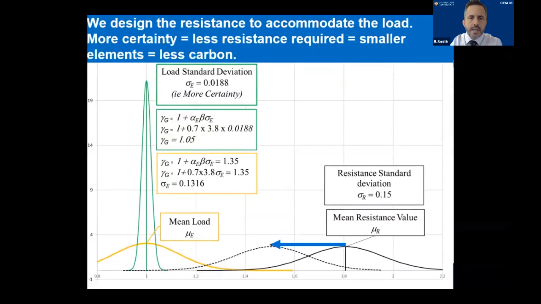We targeted a standard deviation of about 0.02, so the factor of safety reduced from 1.35 down to 1.05. This is a difference of 0.3, which generated a surplus capacity of 30% of the dead load, which could be used for future building expansions.